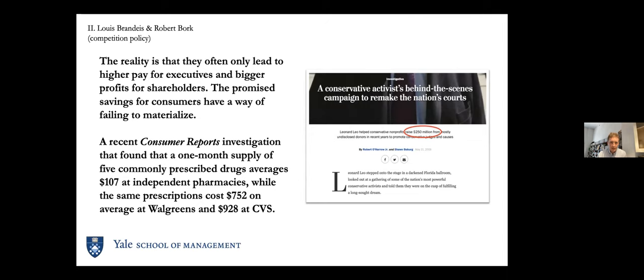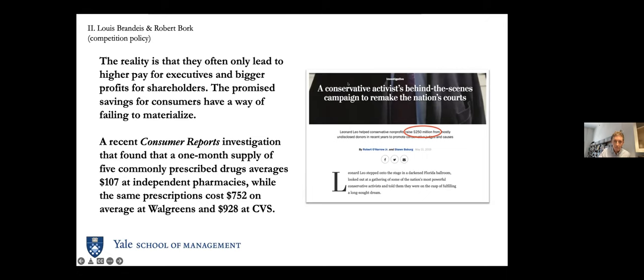There's been a study by someone who now works for the FTC, Chair Lina Khan, showing that consumers don't save money. I mean, Consumer Reports had this great investigation where they did the most Consumer Reports thing: they called around and asked how much these five drugs cost. Turns out your local pharmacist was way cheaper than Walgreens and CVS.